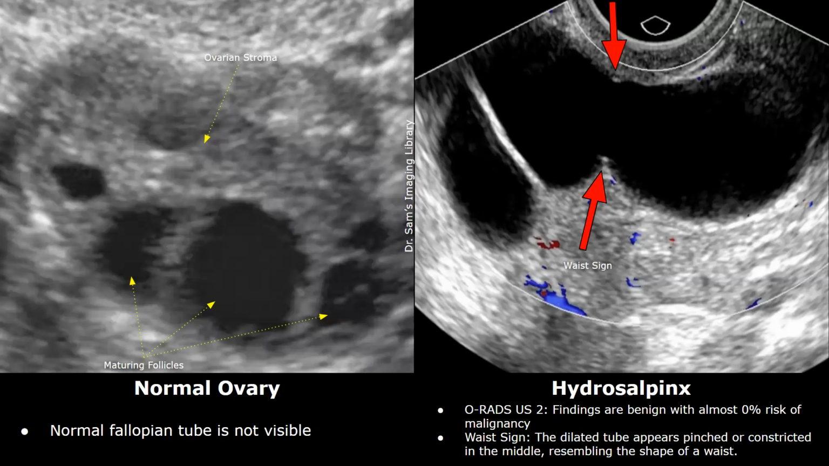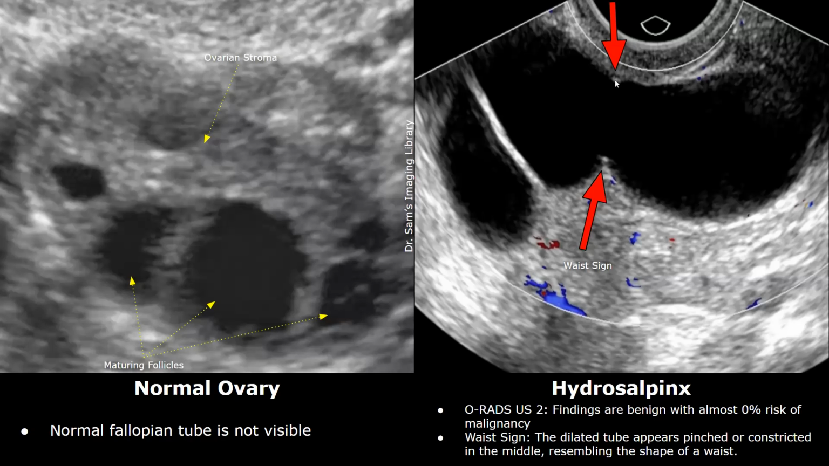A waist sign is a feature of hydrosalpinx. The dilated tube appears pinched or constricted in the middle, resembling the shape of a waist. This small protrusion on both sides of the wall of the fallopian tube is the waist sign.